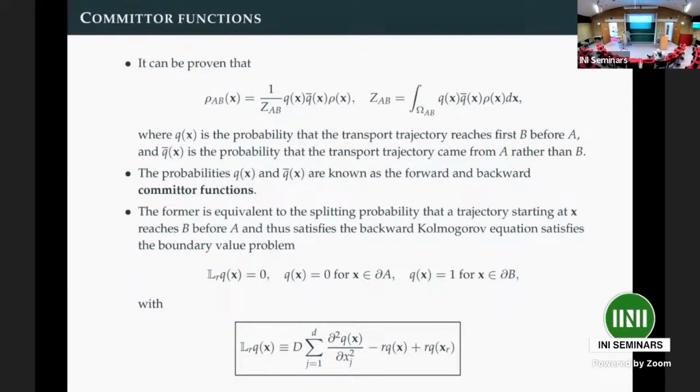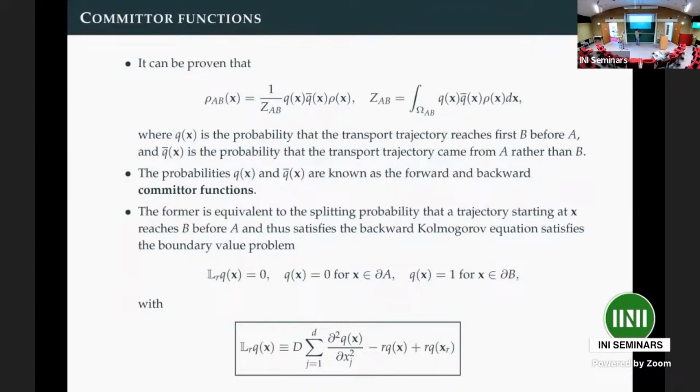It takes a while, if you haven't seen this before, to get to grips. So I've got A and B. And I'm interested in this rho A, B of X. In order to calculate it, I need to know certain objects like Q of X and Q bar of X. What is Q of X? Q of X is the splitting probability that if I start from X, I hit B before A. So it's directly the splitting probability of this stochastic process going to B before A.